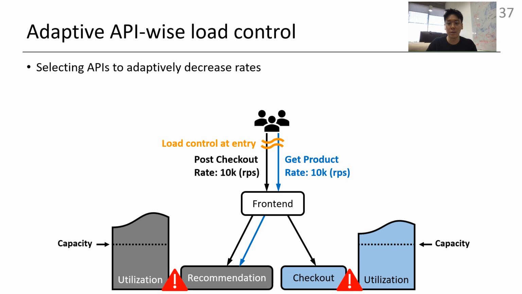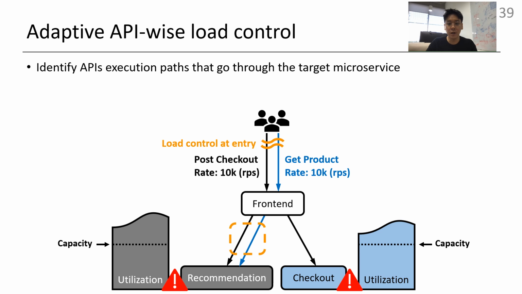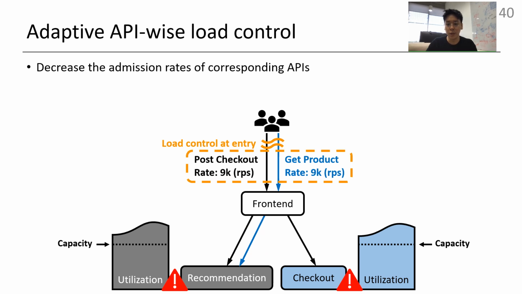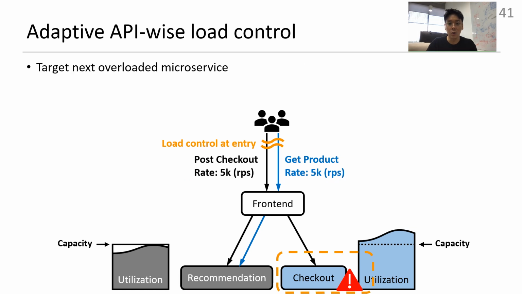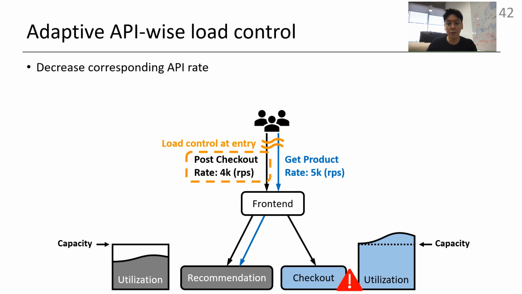Here is an illustrative example of its behavior. We first target a service to resolve overload, profile the API's execution path that goes through the target service, and adaptively decrease rates of corresponding APIs. Once the overload is resolved, utilization of recommendation would be at its full capacity. Now, we move on to the next overloaded microservice and iterate the previous steps of adaptively decreasing the corresponding APIs. In doing so, we lowered the post-checkout request rate even further. As a result, utilization of recommendation will be lower than its full capacity.